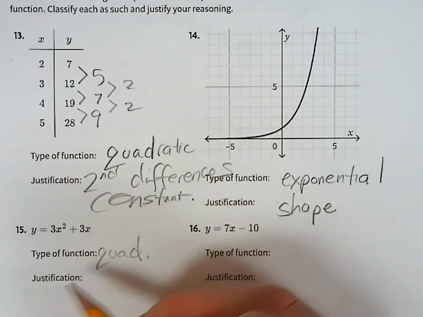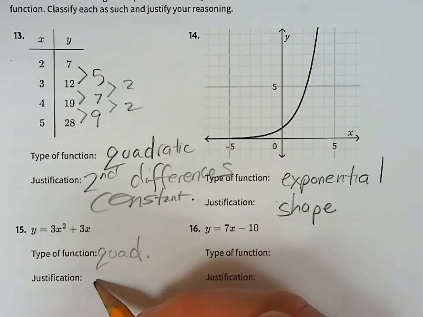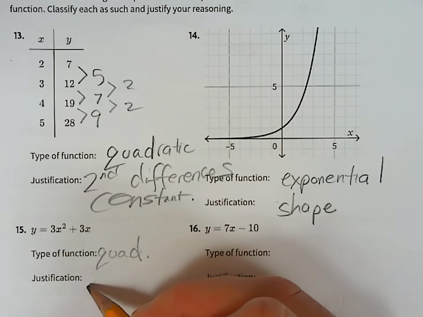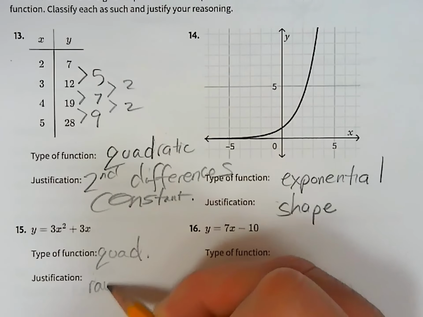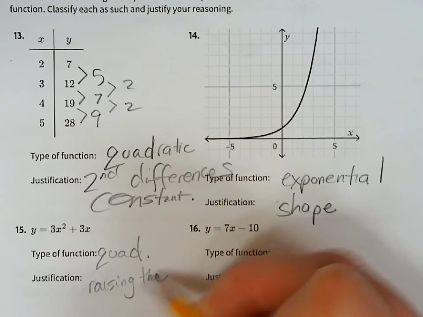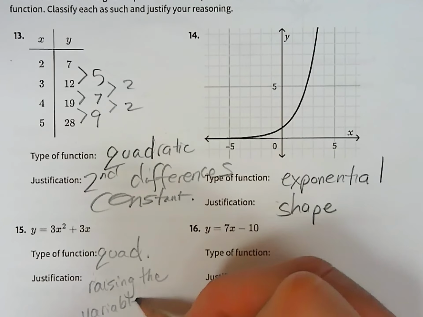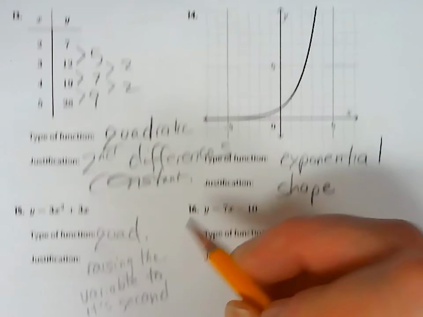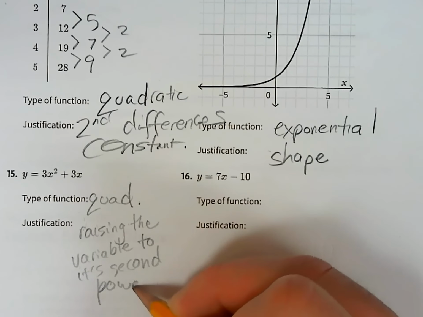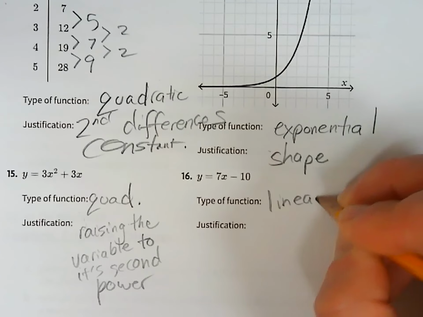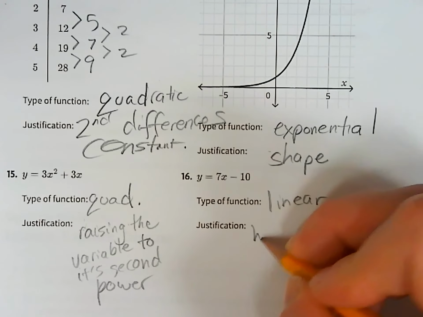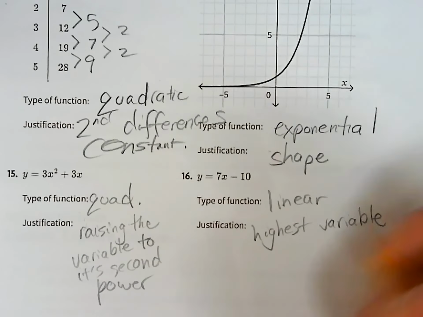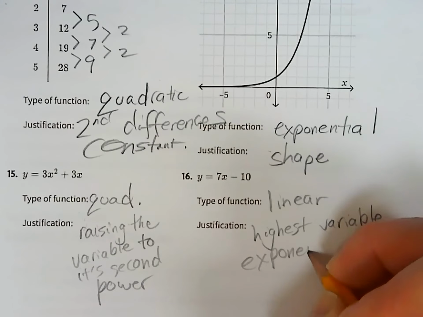Quadratic again, justification: exponent, second power, raising the variable to its second power. Linear, highest variable exponent 1.